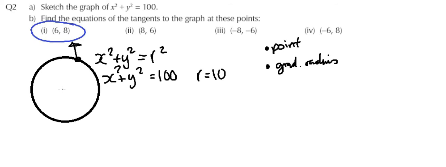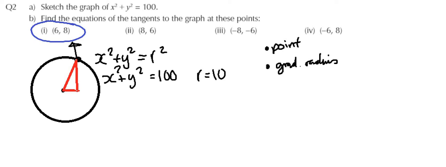The radius, remember, goes from the center to our point on the circumference. So that's my radius. And then I'm going to make a triangle, my triangle like that. And what I'm going to do is work out my gradient.